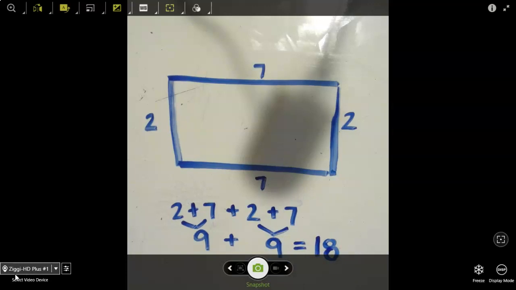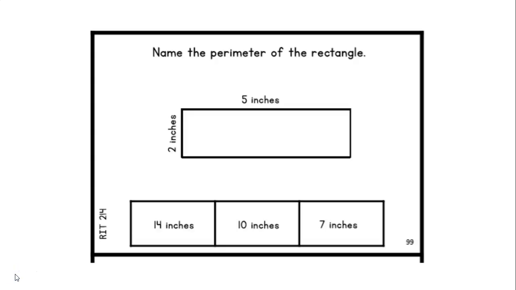Now let's go on to our practice. Let's make sure we have a paper and pencil so that we are able to write down and solve the problems. Here it says, name the perimeter of the rectangle. You can see here it has a width of 2 inches and a length of 5 inches. Go ahead and pause the video to give yourself time to solve this problem. And once you're ready to check your answer, press play.